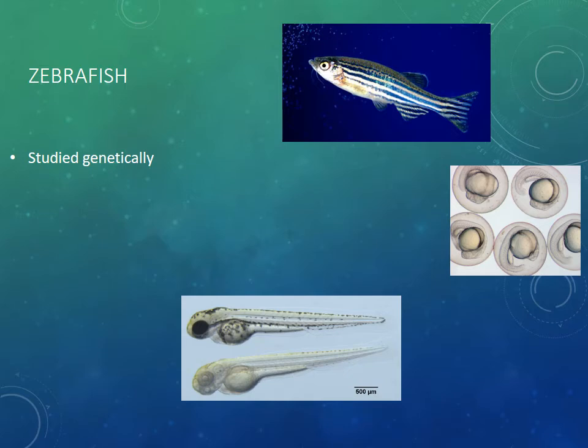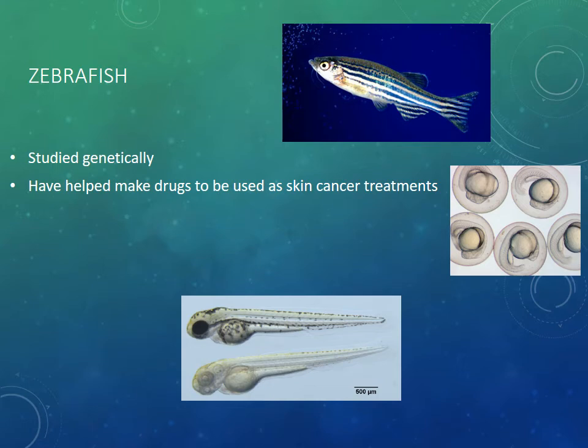Zebrafish, speaking of cool fish, this joker is studied genetically for a variety of reasons. It's a cool little fish. I like them because they're called zebras, and zebras are fun. They have been used to help make drugs to deal with skin cancer treatments. There's a lot of analogs to genes in them that also cause disease in us, so they're good research organisms to deal with genetic diseases, including muscular dystrophy.